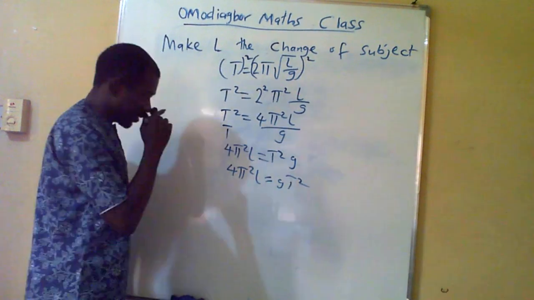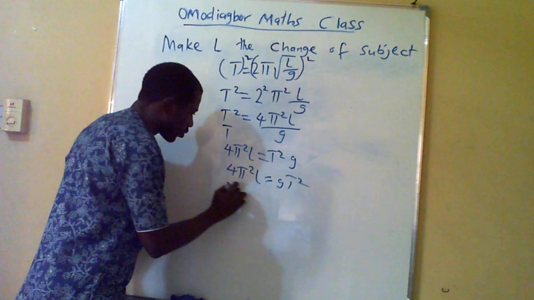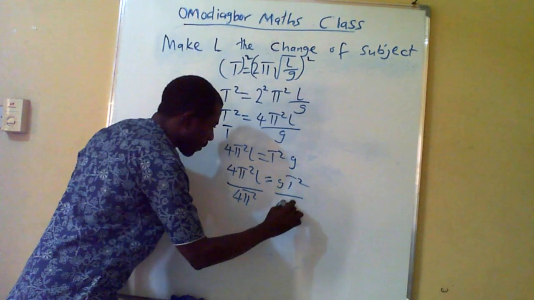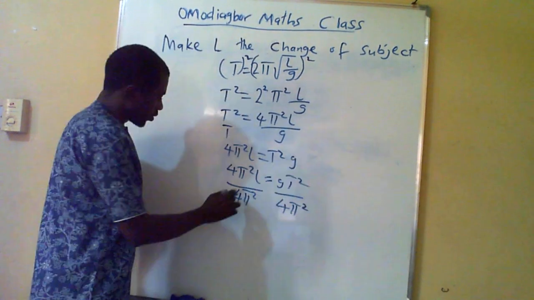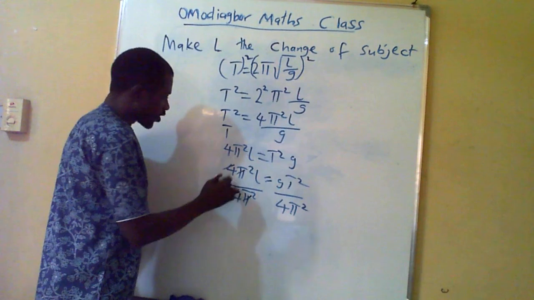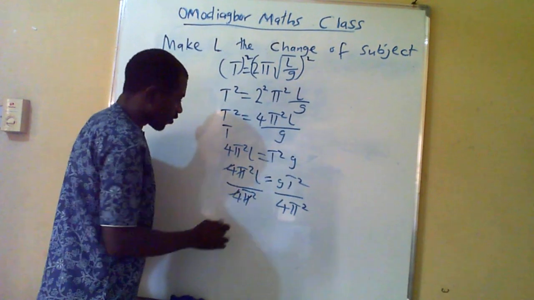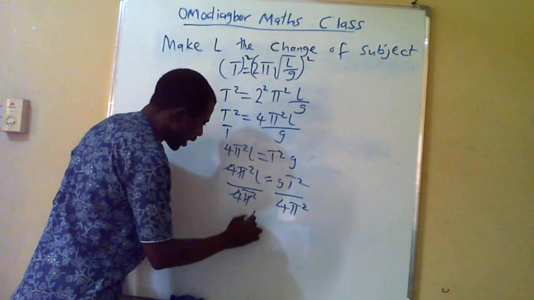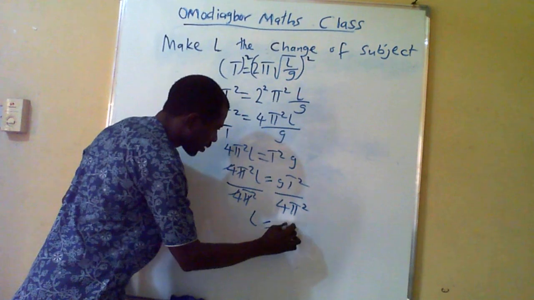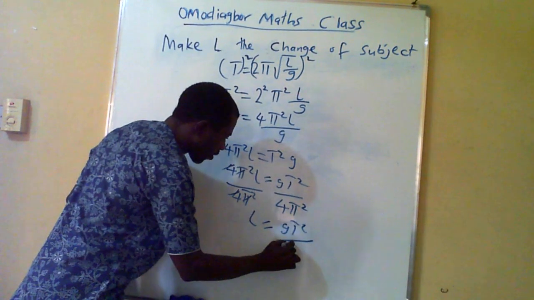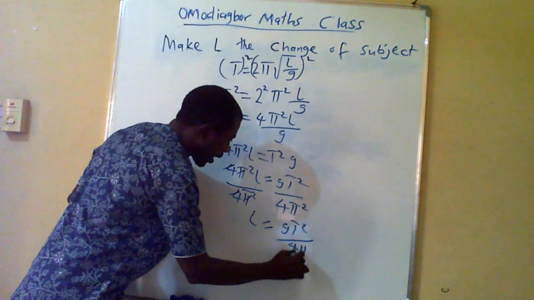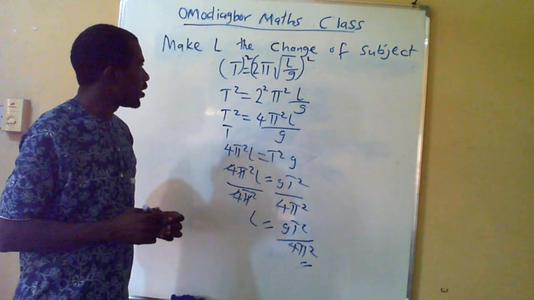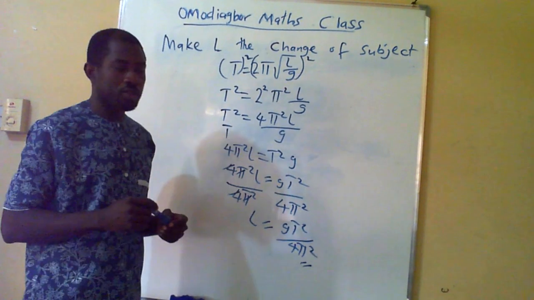So the next thing to do, since we are looking for L, we'll divide both sides by 4π squared over 4π squared. So 4 will take off 4, π squared will take off π squared. We're left with L is equal to g T squared over 4π squared. Now that will become our final answer. So at the end of the day, we'll make L the change of subject.